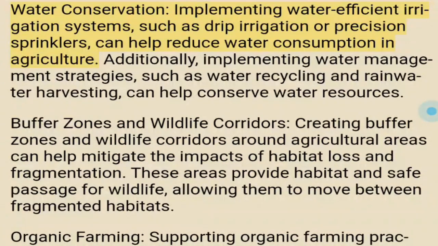Water conservation. Implementing water-efficient irrigation systems, such as drip irrigation or precision sprinklers, can help reduce water consumption in agriculture. Additionally, implementing water management strategies, such as water recycling and rainwater harvesting, can help conserve water resources. Buffer zones and wildlife corridors. Creating buffer zones and wildlife corridors around agricultural areas can help mitigate the impacts of habitat loss and fragmentation. These areas provide habitat and safe passage for wildlife, allowing them to move between fragmented habitats.